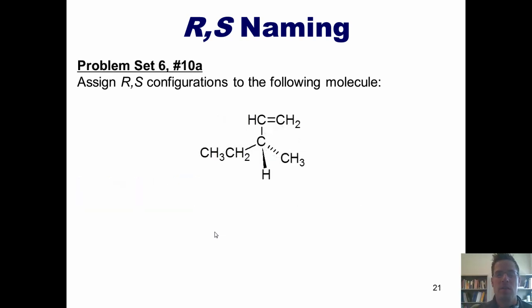Let's see if we can do this one. My stereocenter is located here. It's stuck to a carbon, a carbon, a carbon, and a hydrogen. Obviously, the hydrogen is going to have the lowest priority. But who gets the highest priority of these 3 carbons?